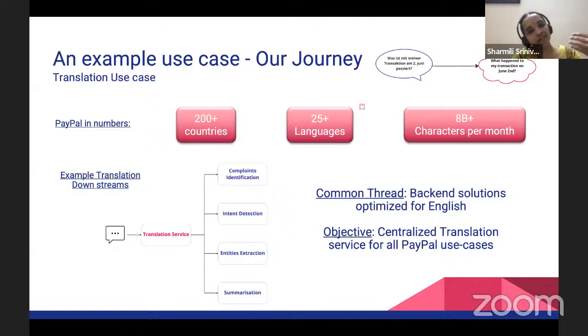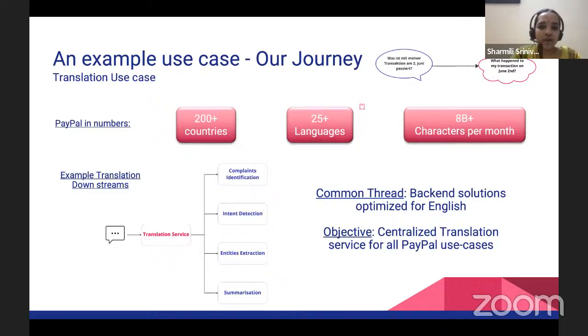So we saw this pattern occurring across multiple downstream applications. So this brought us to the requirement that there is a need for a centralized translation service, right? Whatever non-English content we have in PayPal, we want to have a centralized translation service which can translate it into English, and then that can be consumed by a number of downstream applications, right?